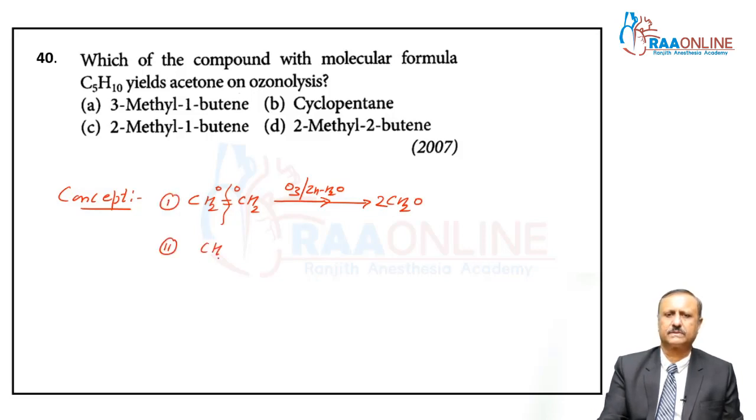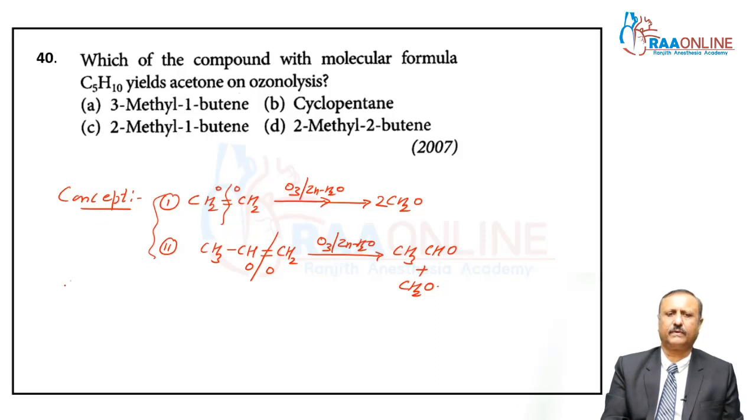My dear students, the second reaction is CH3CH=CH2, and it reacts with ozone and then zinc and water. Then this double bond is broken and you can get 2 molecules. The first is acetaldehyde and the second one is formaldehyde. In this way, you can see the compounds. Now, this is the basic concept.